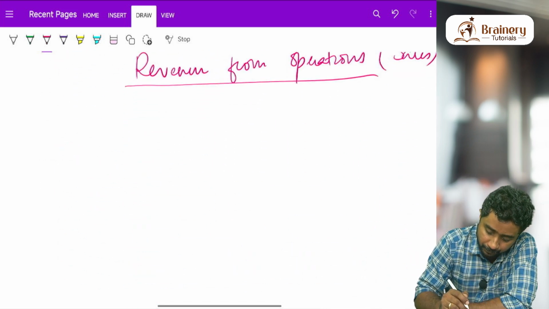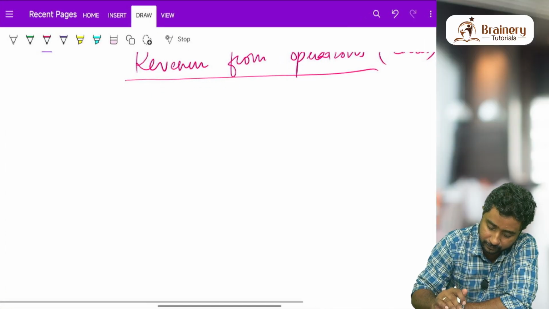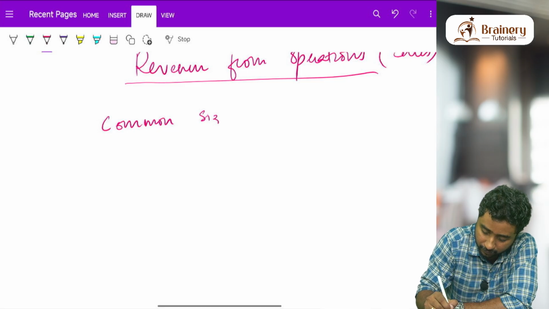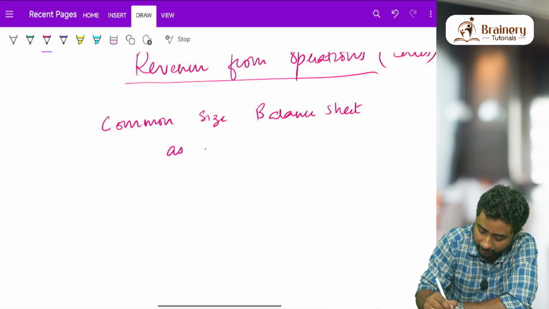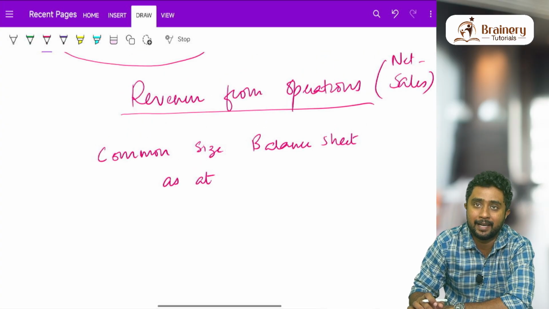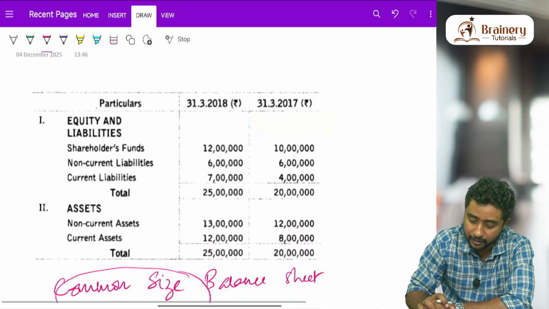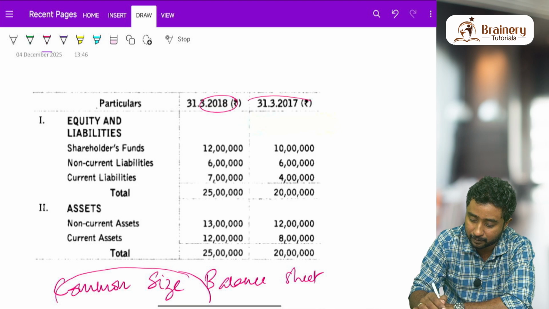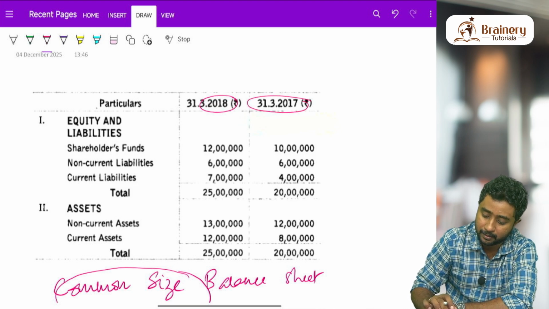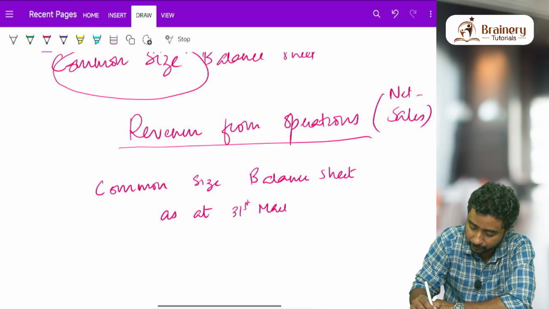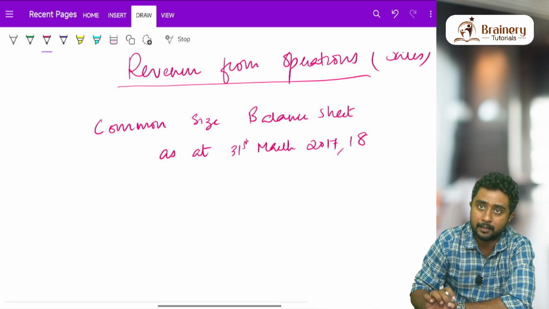First, as it is a balance sheet, we will write like this: common size balance sheet as at, same as the balance sheet heading. You have to mention both the years, even the date: as at 31st March 2017 and 2018. Like this you have to write the heading.